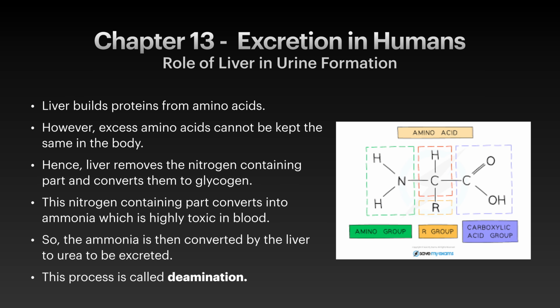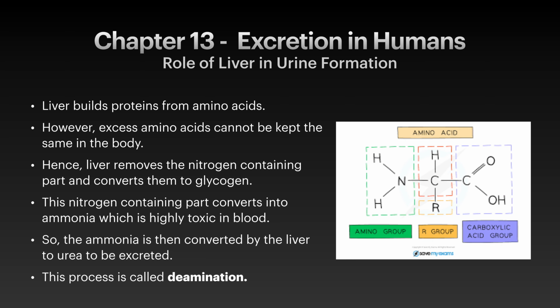We have talked about all the topics under the human excretory system. You might be wondering now, where does urea come from? It's produced in the liver through a process called deamination. When you eat proteins, they are digested into amino acids. Your body uses these amino acids to build new proteins for growth and repair.